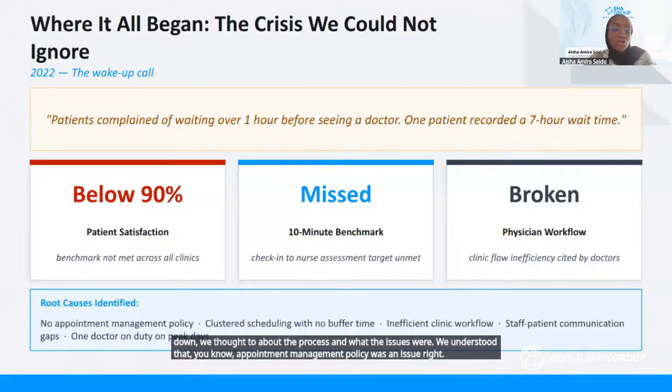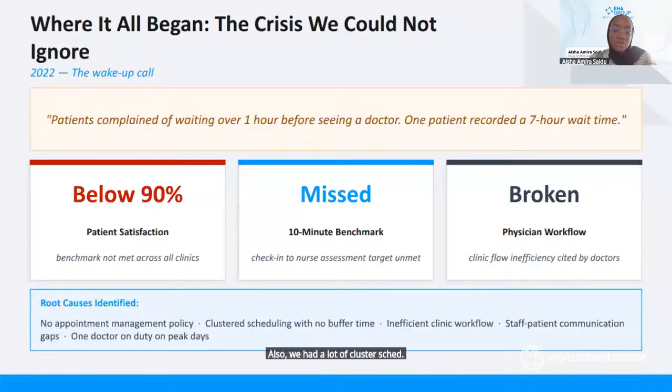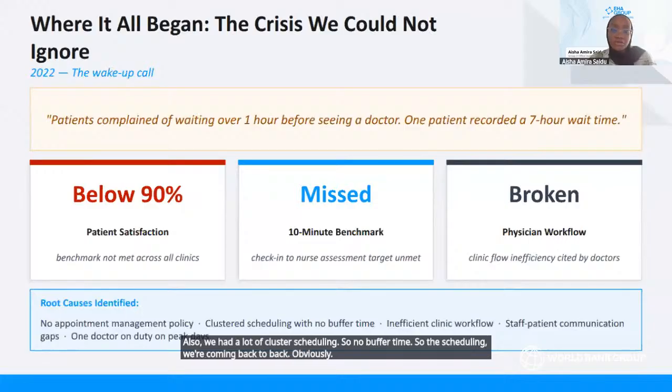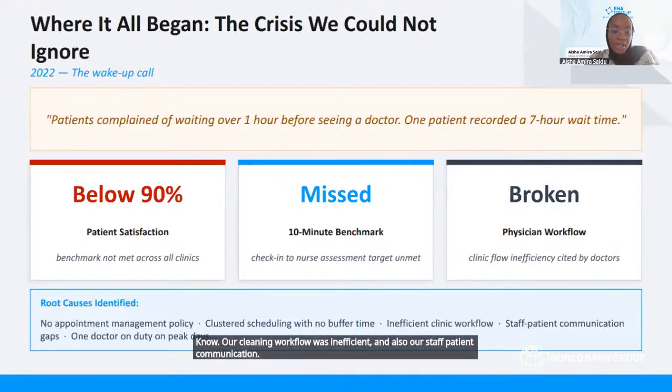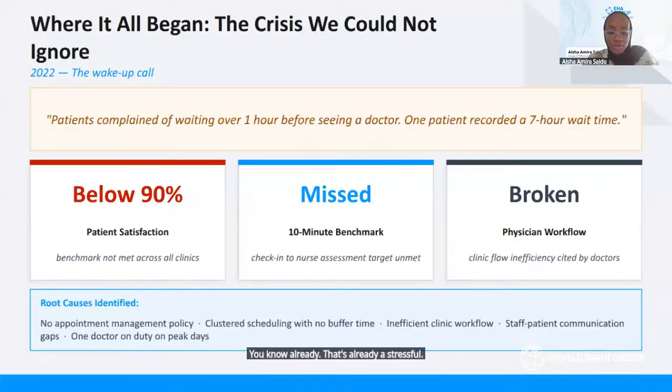Also, we had a lot of cluster scheduling, so no buffer time. So the schedules were coming back to back. Obviously, that would even cause burnout for our physicians as well. Our clinic workflow was inefficient, and also our staff-patient communication had some gaps. And then also we had a doctor-per-duty on peak days. So imagine coming in as a doctor and you have almost 20 patients to see, that's already a stressful time for that doctor, or even more than 20 at some point.